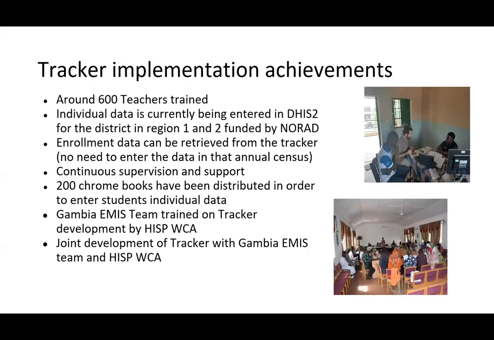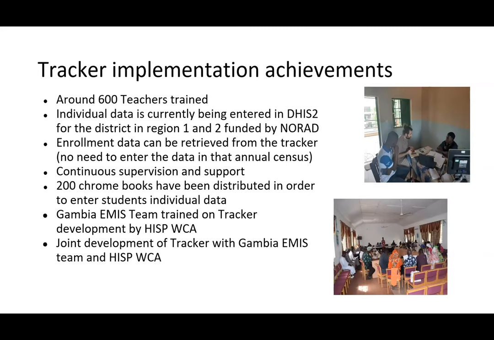Achievement, so we have trained around 600 teachers, and currently this is being used in region 1 and 2, of course funded by NORAD. And with this now we have enrollment data, so we have information regarding how many enrollments you have in various grades, by gender, by sex, and so on and so forth.